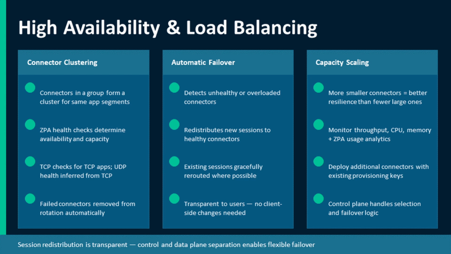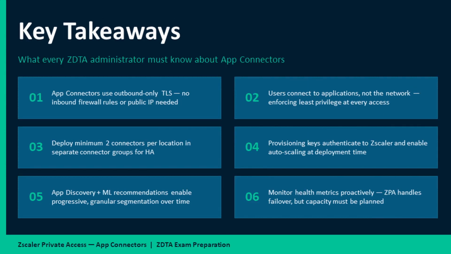Capacity scaling is about planning ahead. Zscaler's guidance is clear. More smaller connectors provide better resilience than fewer larger ones. Monitor throughput, CPU, and memory on your connectors alongside ZPA usage analytics, and deploy additional connectors before you hit saturation, not after. Let's close with the 6 things every ZDTA administrator needs to internalize about app connectors.